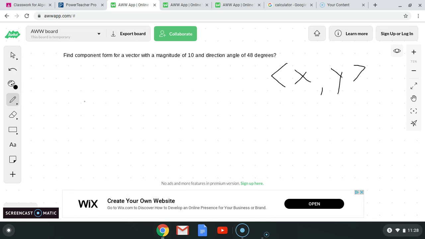So we have a vector, and the vector has a magnitude of 10. That's how we draw a vector, it's a half arrow. So our magnitude is 10 and our angle is 48 degrees. This angle here is 48 degrees, just like we would do with basic trigonometry. That's a degree sign.